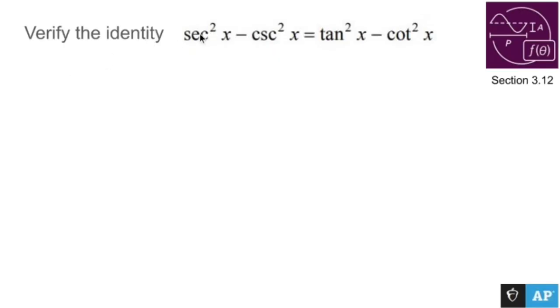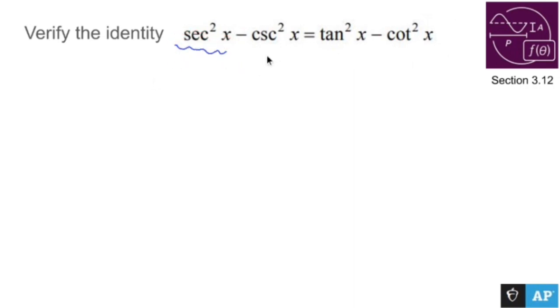Verify the identity. Secant squared x minus cosecant squared x is the same as tangent squared x minus cotangent squared x. What you're doing here is you're basically starting with the left and you're doing some math trickery to see if you can end up with something on the right.